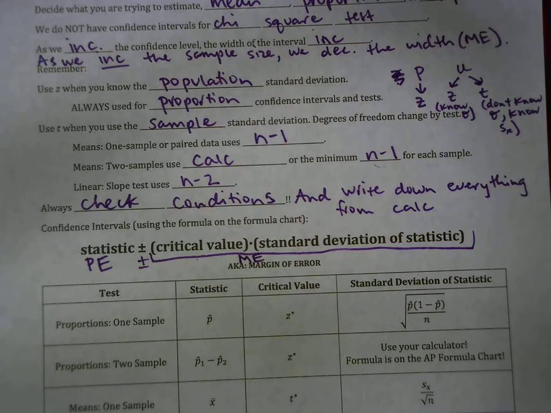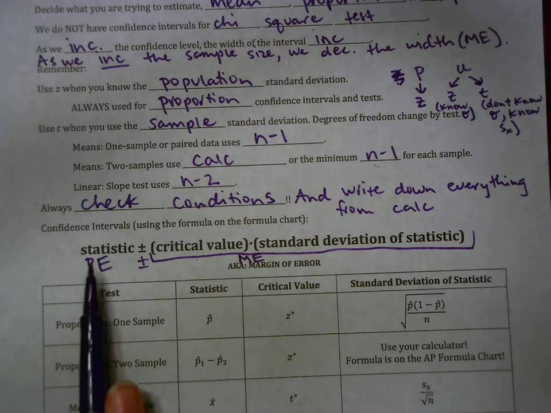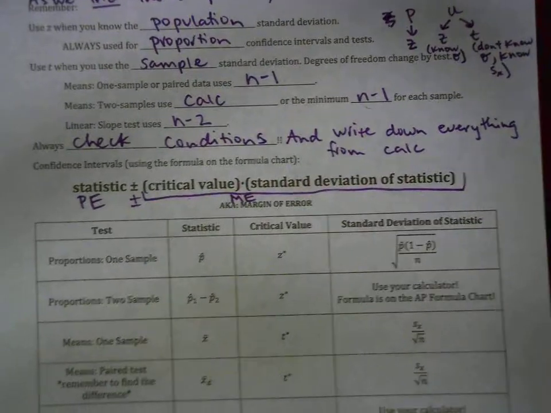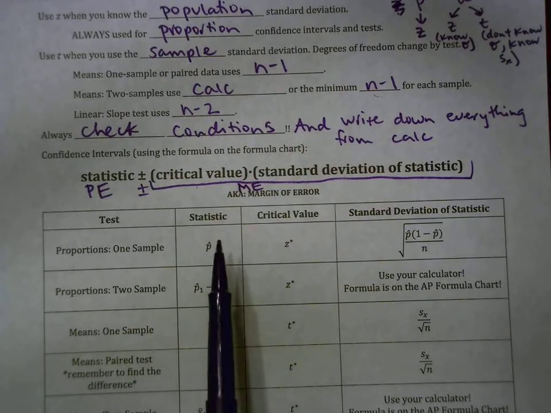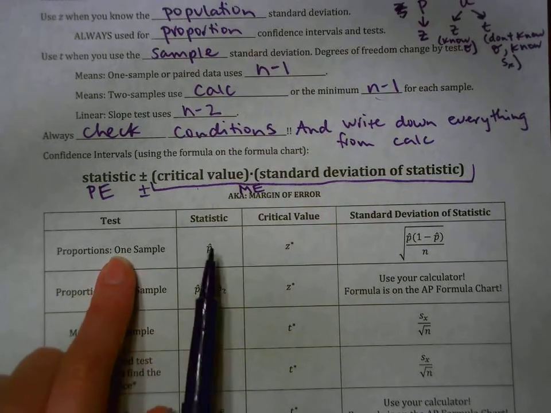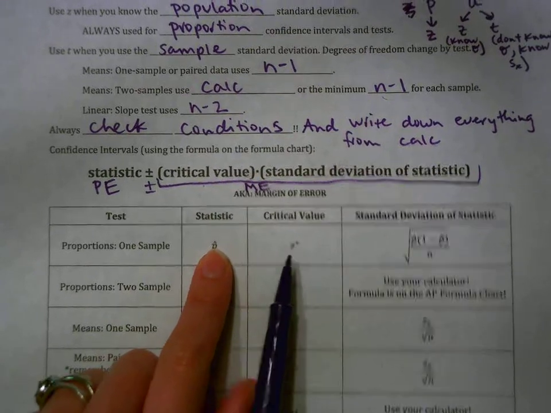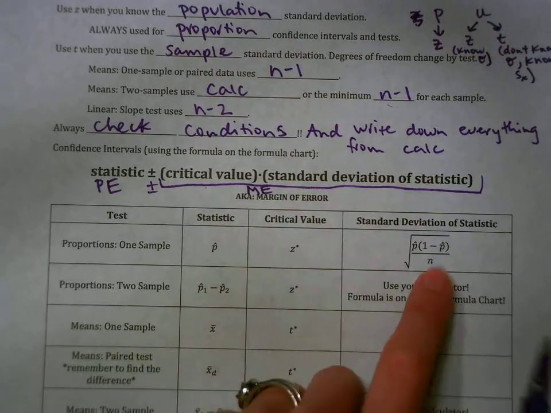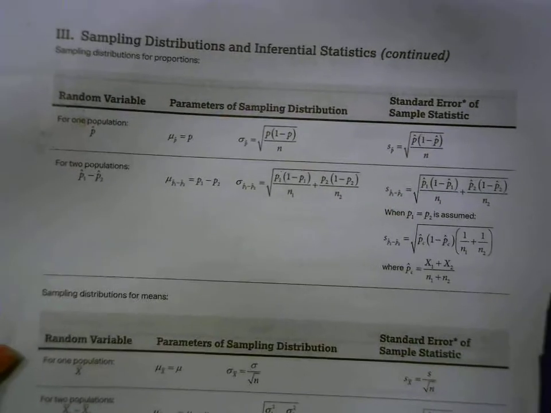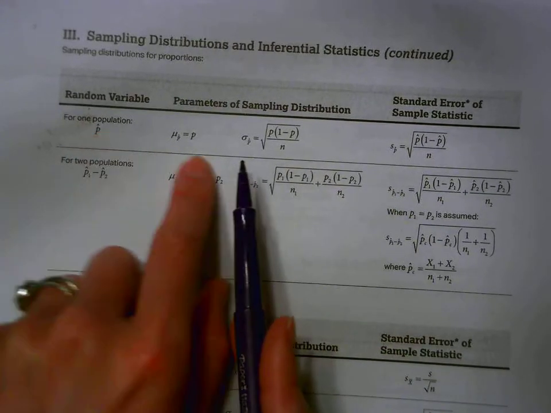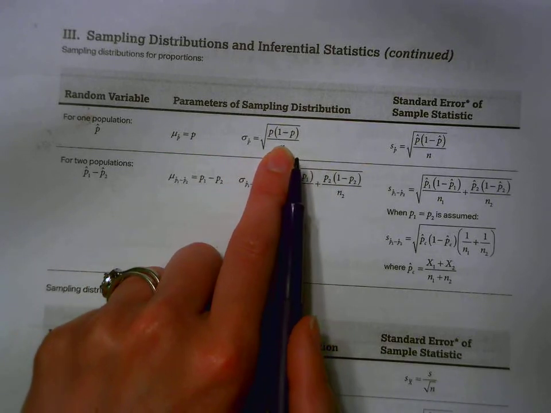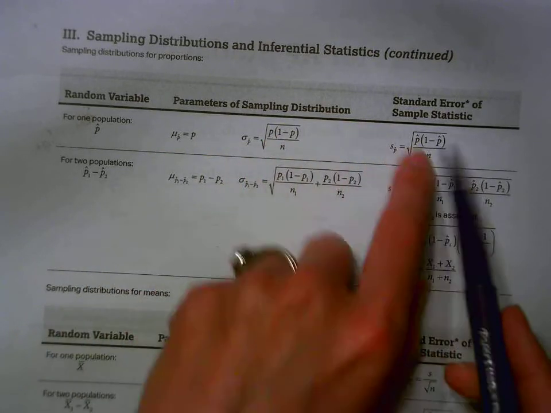So we need three things to calculate a confidence interval by hand: the statistic, the critical value, and your standard deviation. Your statistic is your sample value. So if you're doing a one sample proportion interval, your statistic is p hat. Your critical value is z star, and your standard deviation of the statistic is this formula. This is all on the back of your formula chart. For one proportion, here's the standard deviation formula, and if you don't know the true p, you would use p hat.